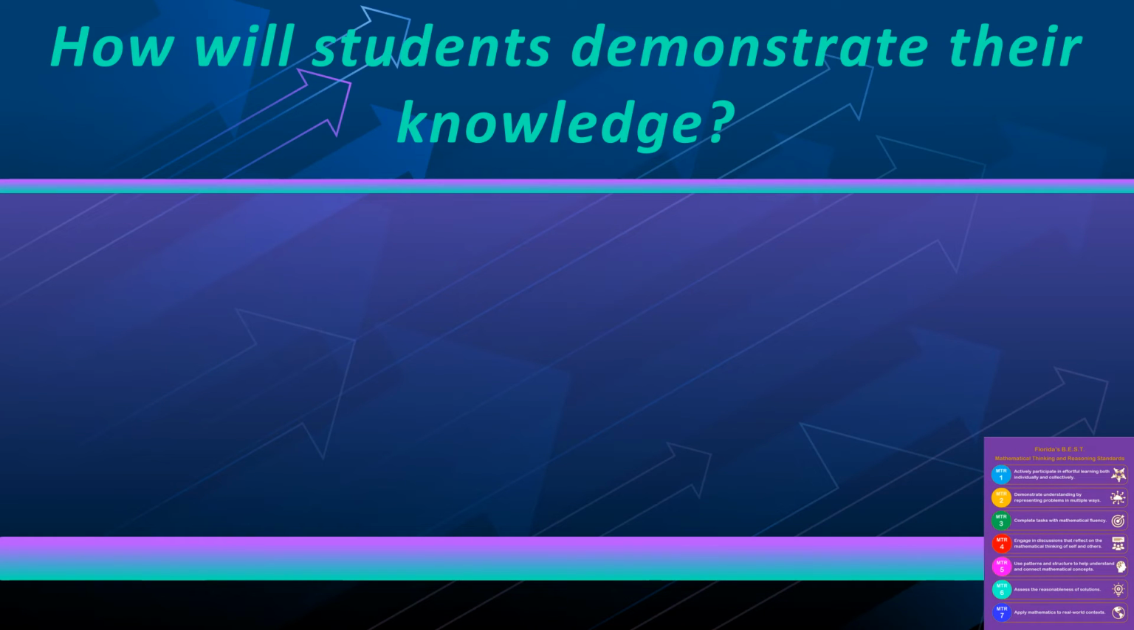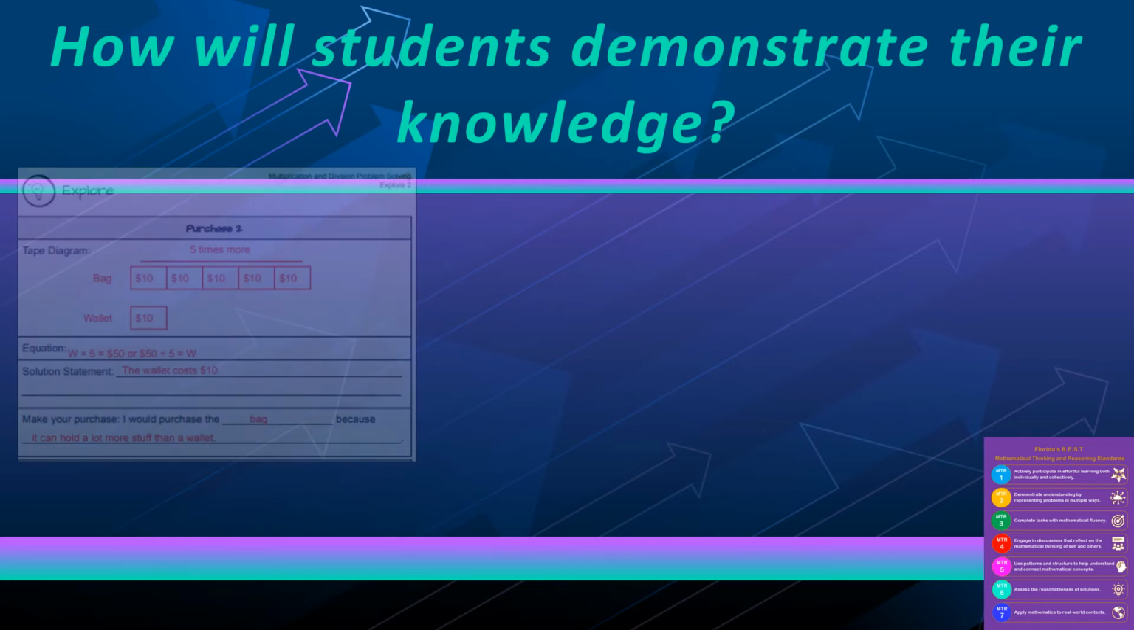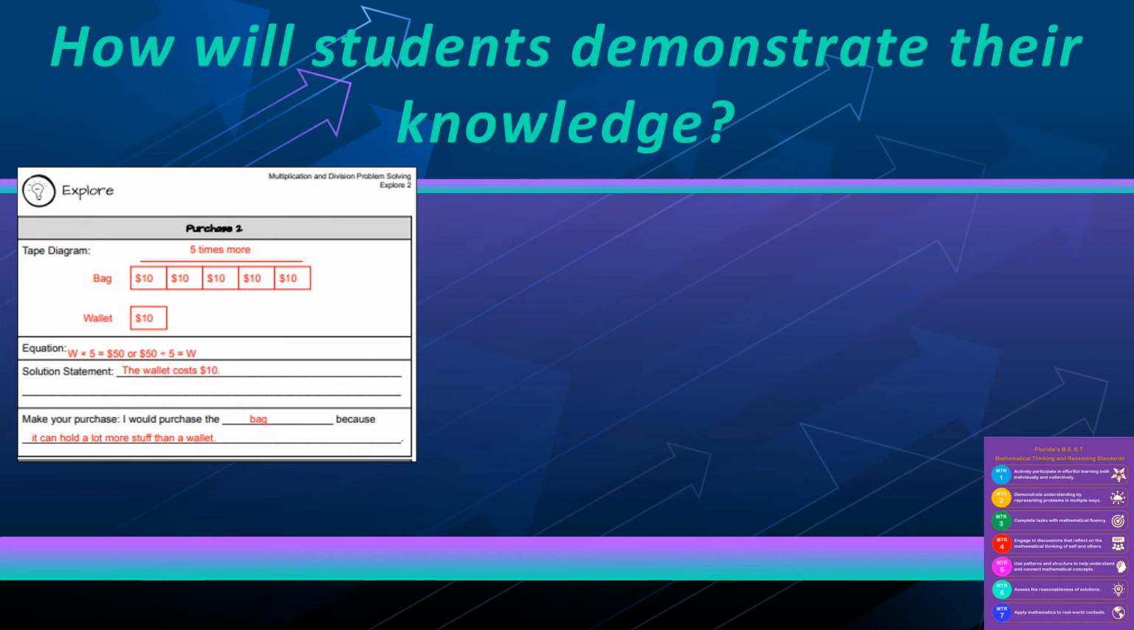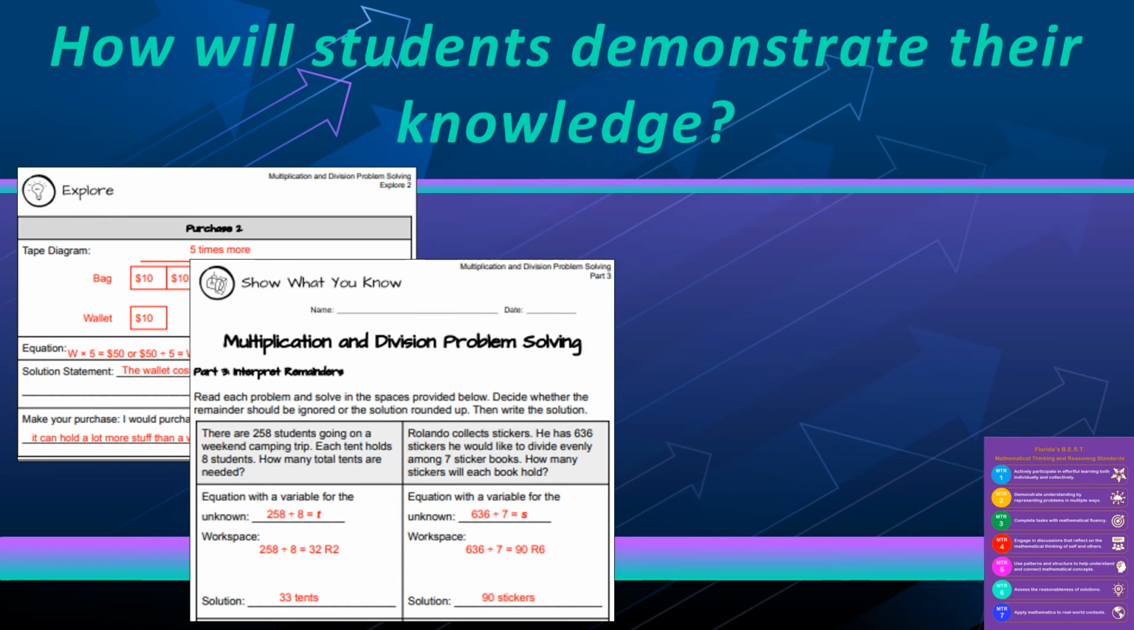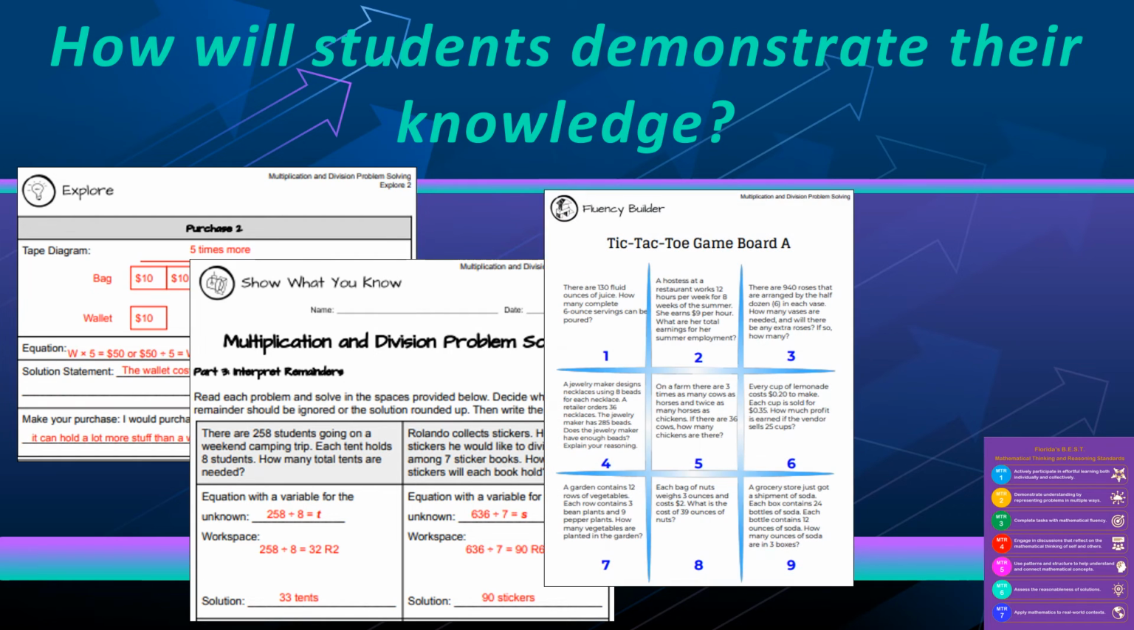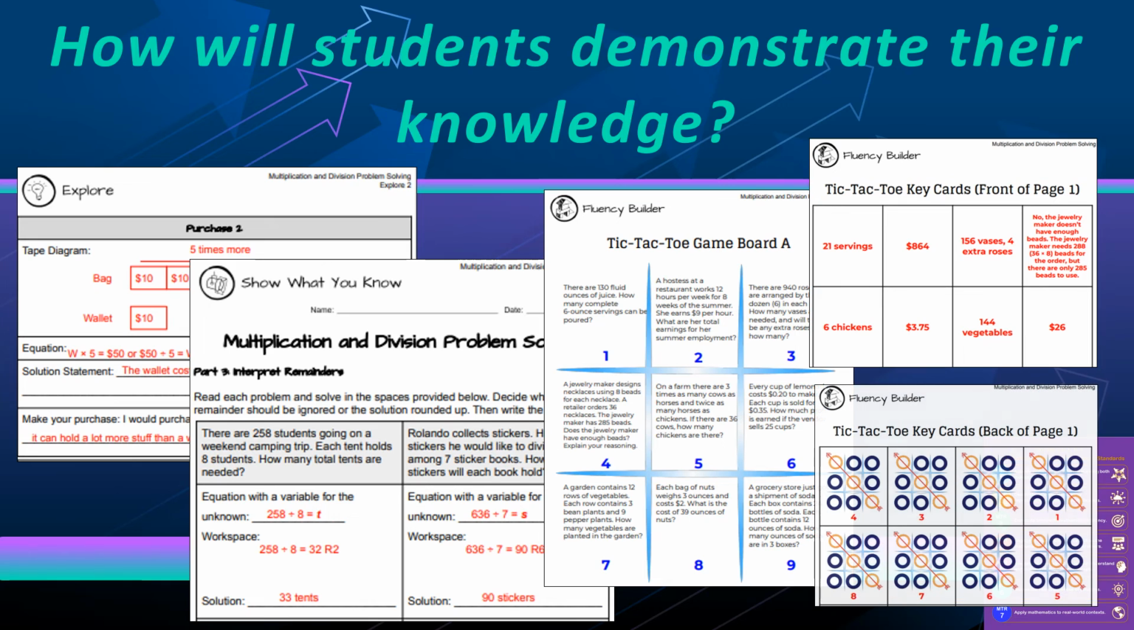How will students demonstrate their knowledge in this unit? Here's an example from STEMscopes from an Explore activity where students are using a tape diagram to model a multiplicative comparison problem. Here's a show what you know using multiplication and division with problem solving, and the students will have to show their equation and work and how they solved it. There are also fluency builder activities. This one is a tic-tac-toe game board where students will have to answer cards in each of the parts in order to get tic-tac-toe.